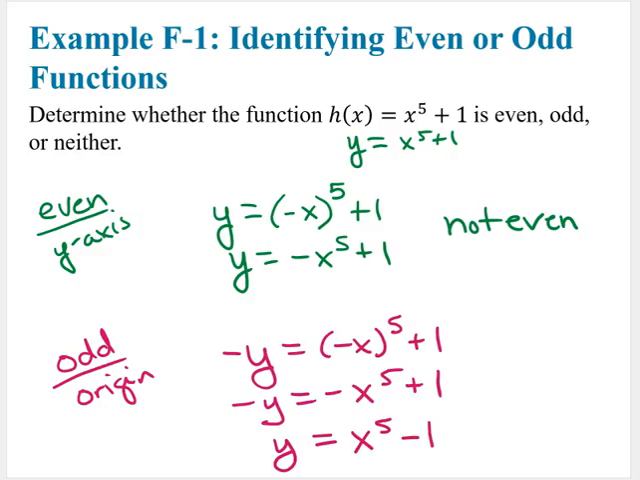Which, if you notice, is not the same function, unfortunately. It was so close. That was just a plus 1 instead of a minus 1. So it is not odd either. So this function is neither odd nor is it even. So again, make sure you test everything. Don't just assume, oh, it's not even, it must be odd. Not necessarily true. So make sure you do the tests. Don't get lazy.